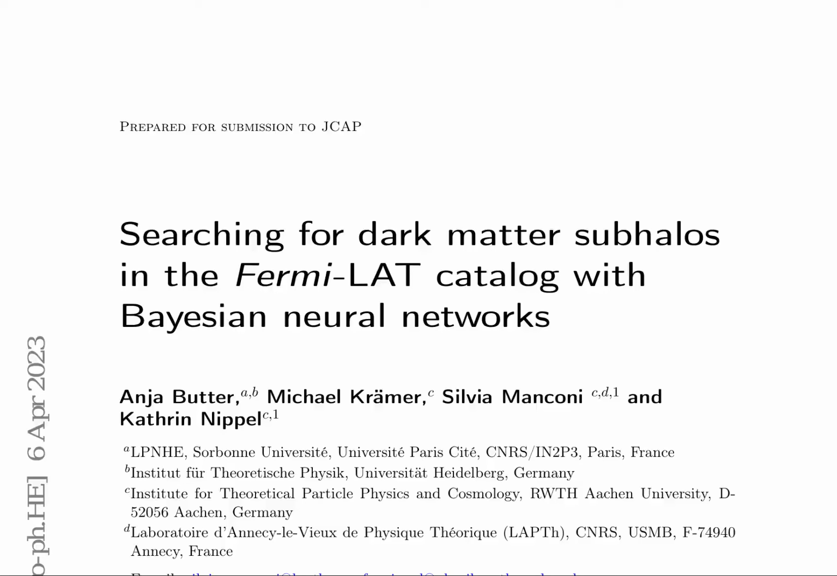The P8R3 source_v3 instrument response function is used, ensuring consistency with the 4FGLDR3 catalog compilation. This simulation setup will be employed to generate dark matter subhalo signals and to train neural networks for classification. The choice of fitting function and simulation setup is crucial for accurate dark matter signal modeling and subsequent classification.